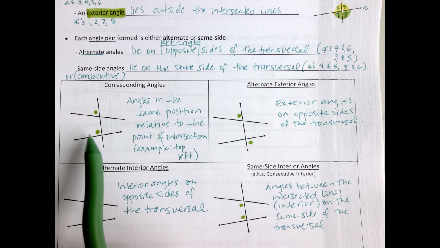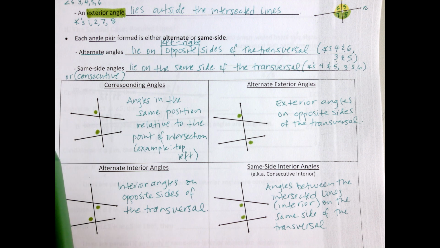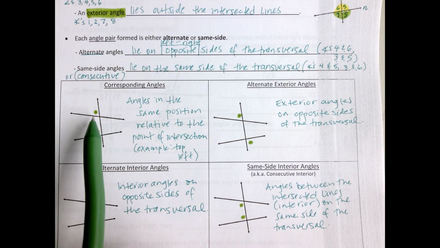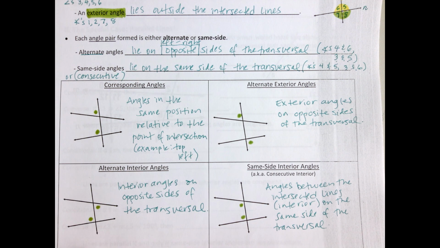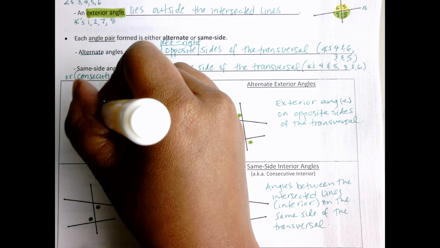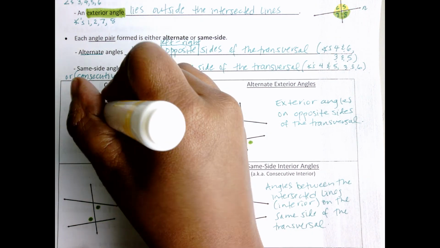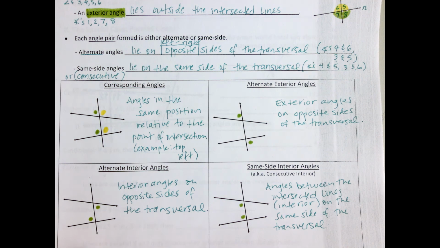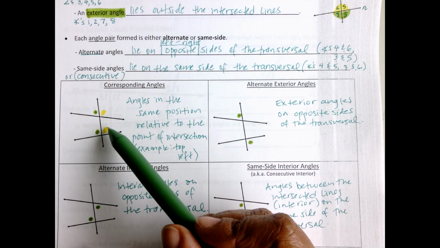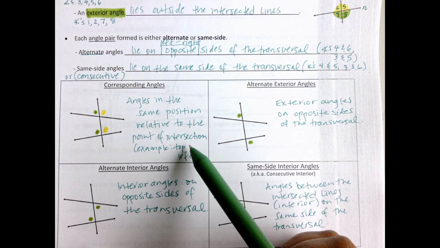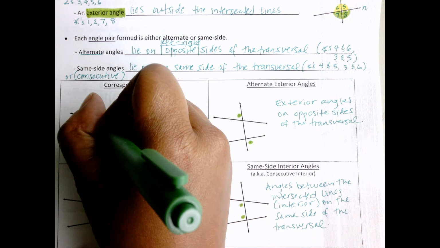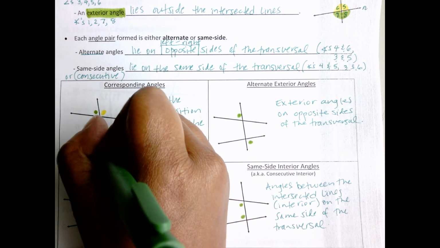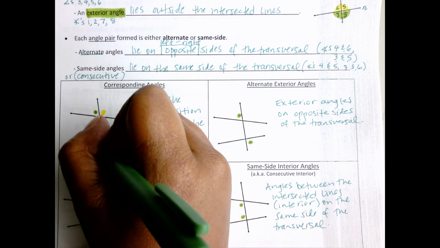Now, with corresponding angles, you can have one interior, one exterior be corresponding. And typically that's what's going to happen. You're going to have one interior, one exterior that are corresponding. Another example of corresponding angles would be if I put this here and that there. These two would also be corresponding angles because they are in the same position, the top right, relative to the point of intersection. Another example would be if I put this here and this here. These two angles would also be corresponding.